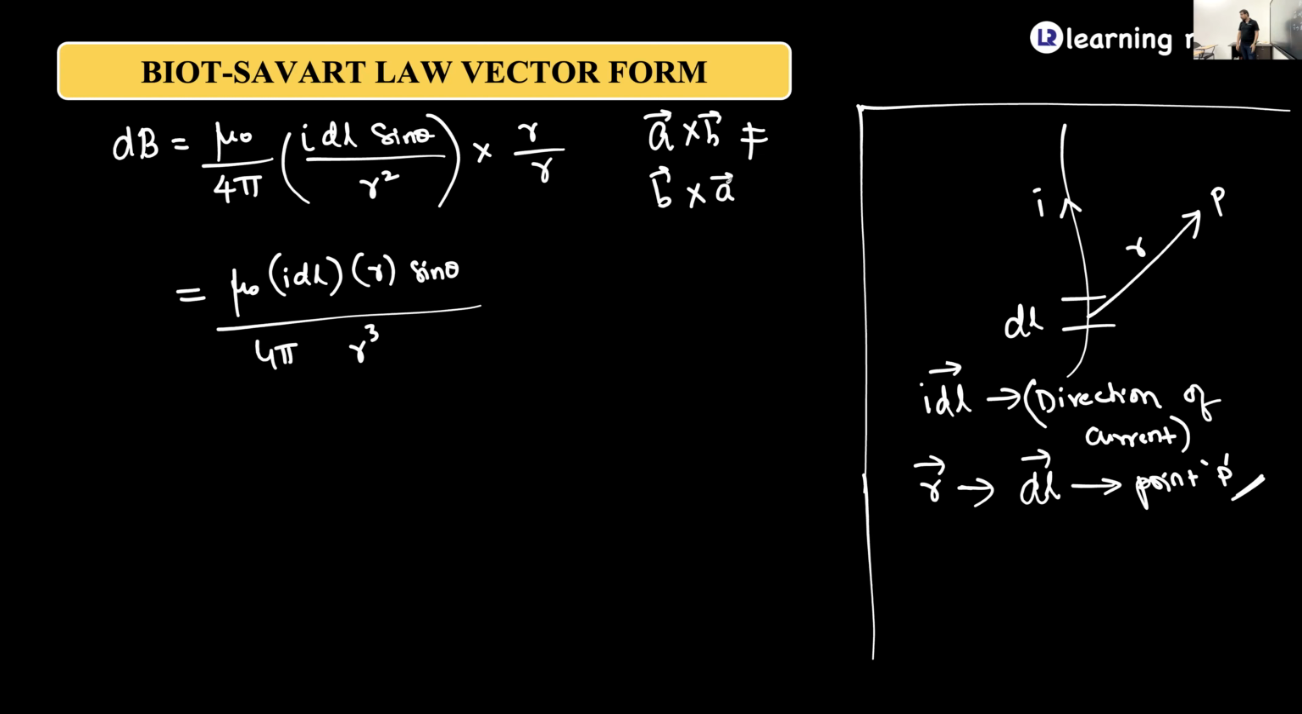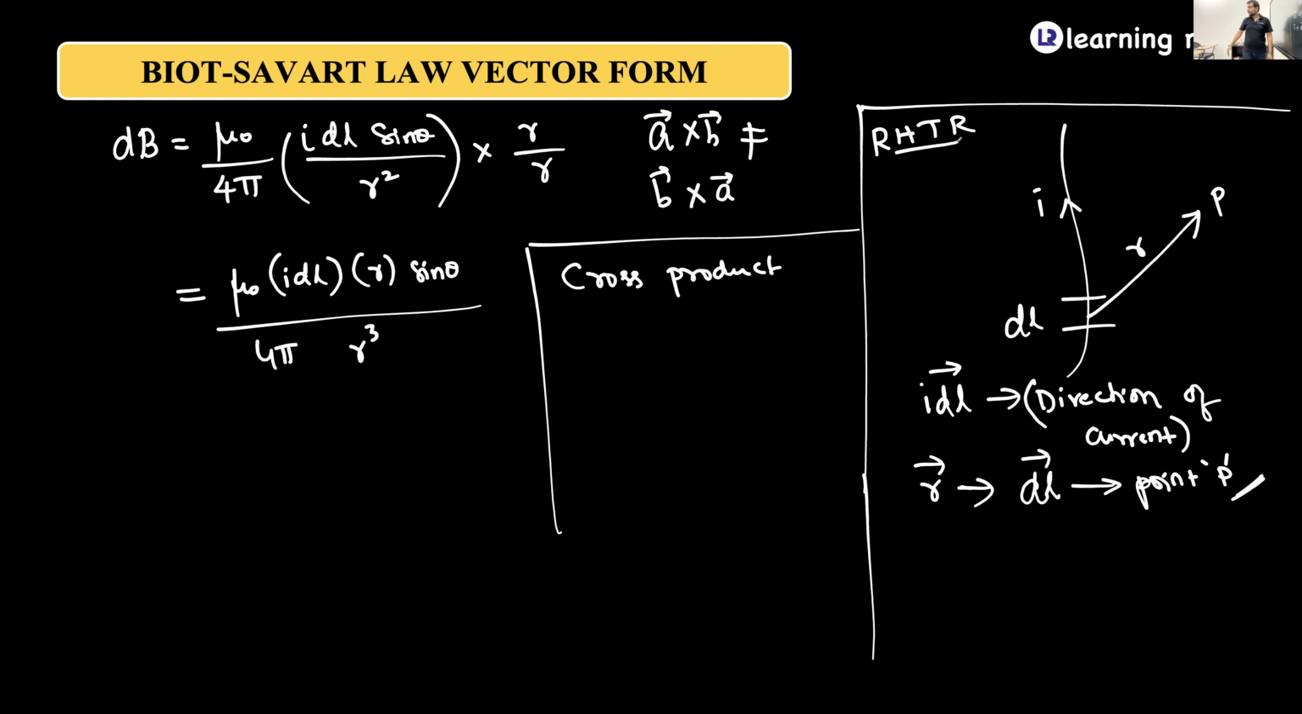I cannot just decide, just because I wrote I dl first, that I write it as I dl cross r. I could have written r first, then it would be r cross I dl. We don't know which one is right. So for that, we need to connect two dots. The two dots that you are going to use are cross product and right hand thumb rule. RHTR is right hand thumb rule. So I need to understand cross product and right hand thumb rule, and connect both the dots.